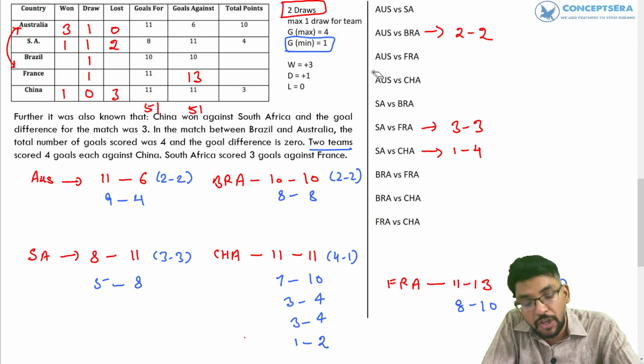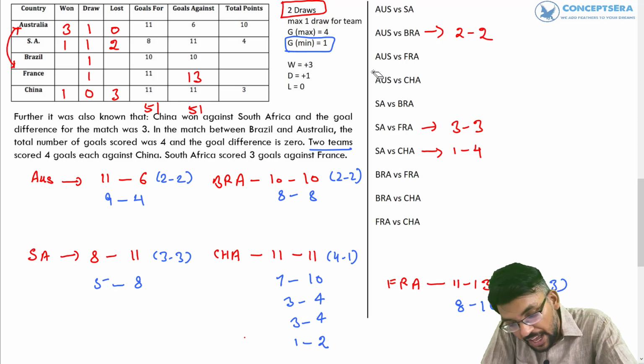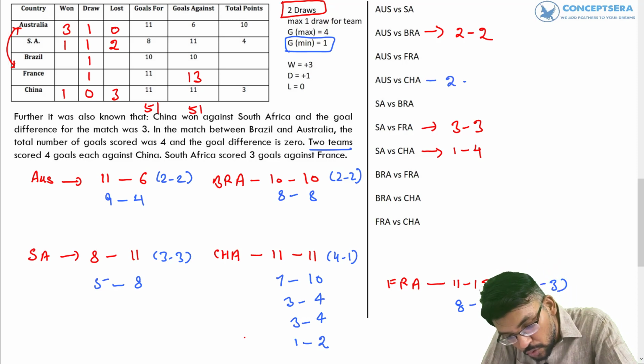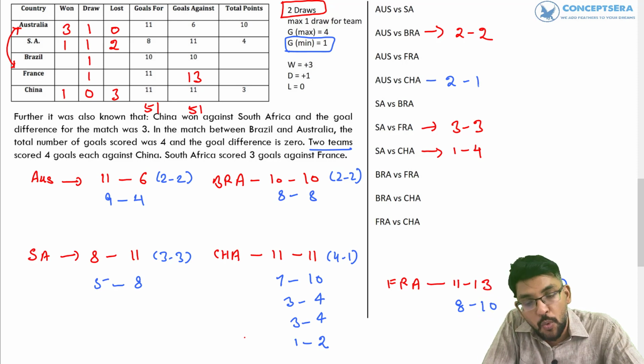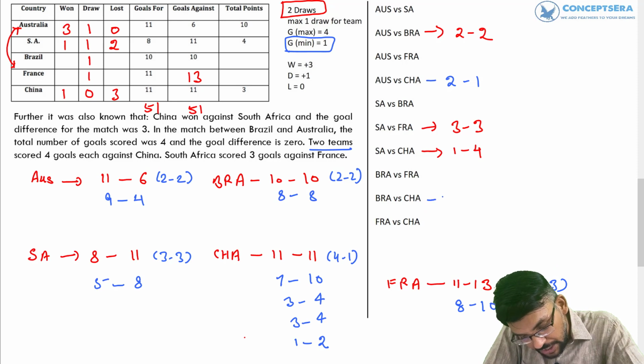So what are we left with? Only one goal line we are left with, and that goal line is 2-1. Once we have this particular goal line as 2-1, the remaining 2 goal lines we can immediately fix here, because China is playing against Brazil and France. So this goal line has to be 4-3 and 4-3.